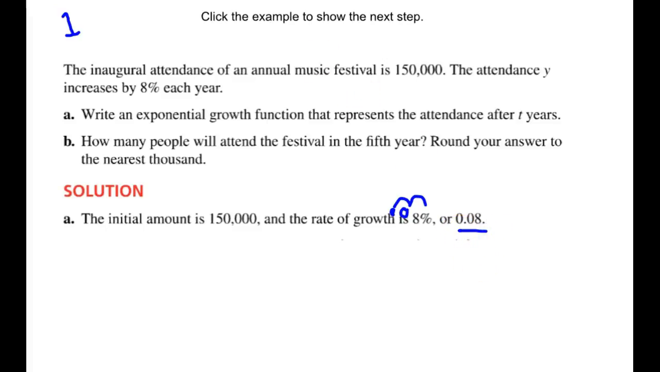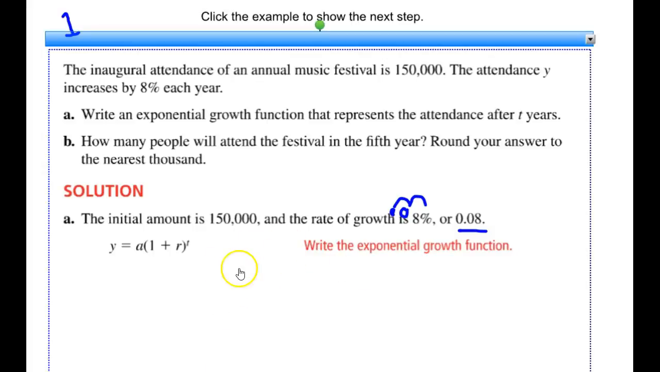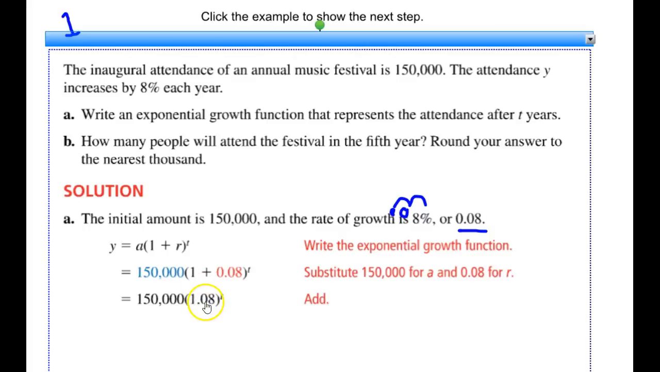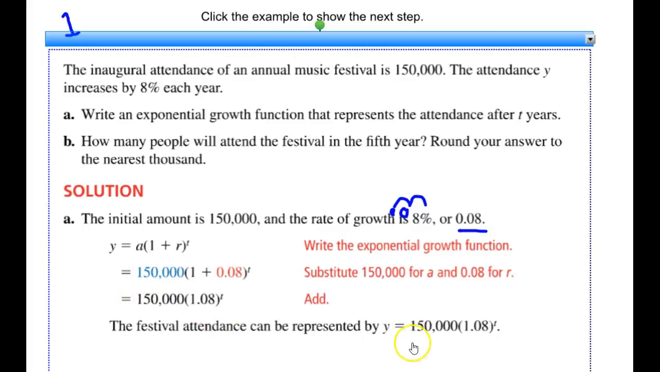So now I have all of the information that I'm going to need. Okay, so now I can write my exponential growth function. So remember, here's our parent function, and here's the things that I know. I knew that 150,000 was my initial amount, and my growth rate was 0.08. So now I can simplify, right, because I can add 1 plus 0.08 to simplify in here, and I have my function written. And that was the first part. That was part A. So there's my final answer.